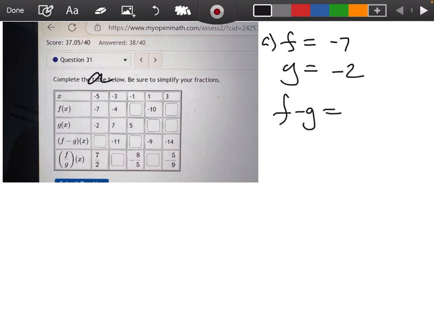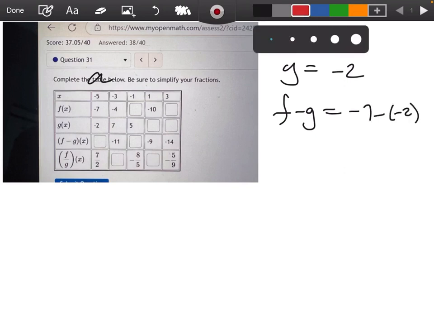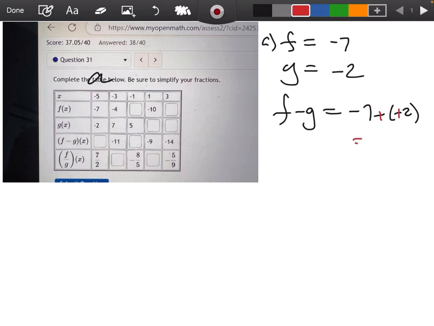So I'm simply going to substitute in here, -7 minus a -2. That's going to become -7 plus 2, -5. So right here, I'm going to put a -5, okay?